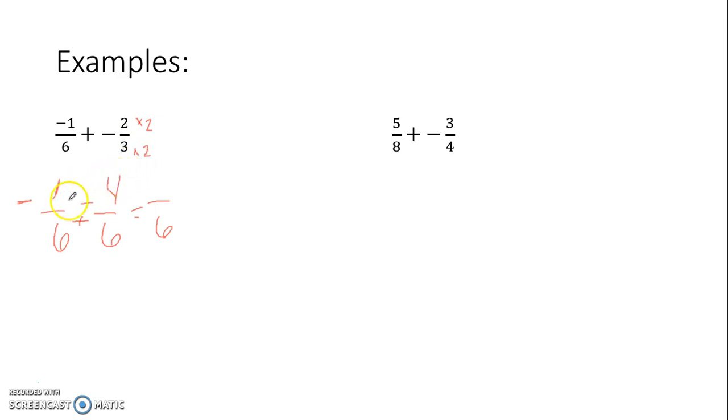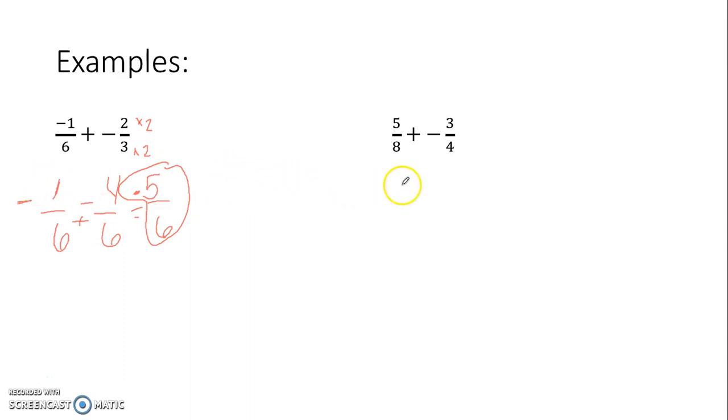So negative 1/6 plus negative 4/6 is equal to, so you go 1 plus 4 is 5. And we keep that sign. So our answer is negative 5/6. Some of you might have wanted to do 6 times 3 to find your denominator. That's perfectly fine. You could have used 18. You just would have had to reduce.